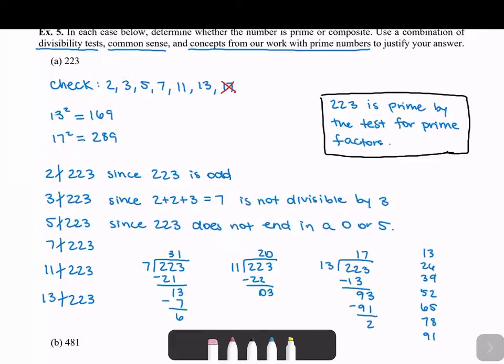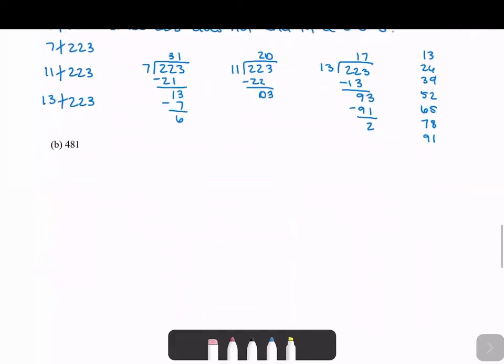Okay, so we'll do one more example of this using 481. Okay, so again, I don't know the squares all the way up there, but I do know that 20 squared is 400, and this is bigger than 400. So that tells me that I'm going to at least check all of the primes up to 20, and it should be pretty simple to see that 20 squared is 400.